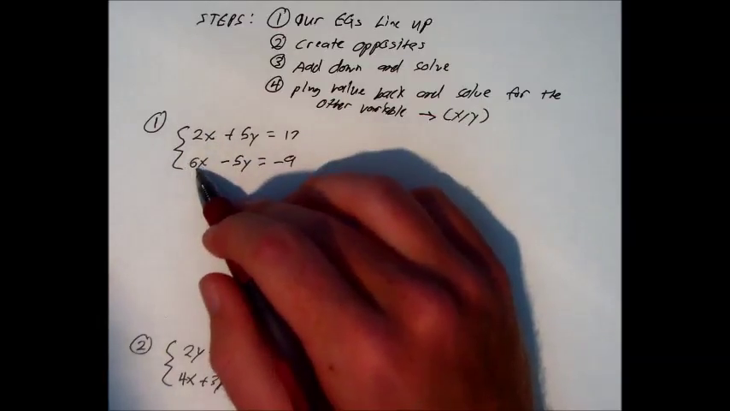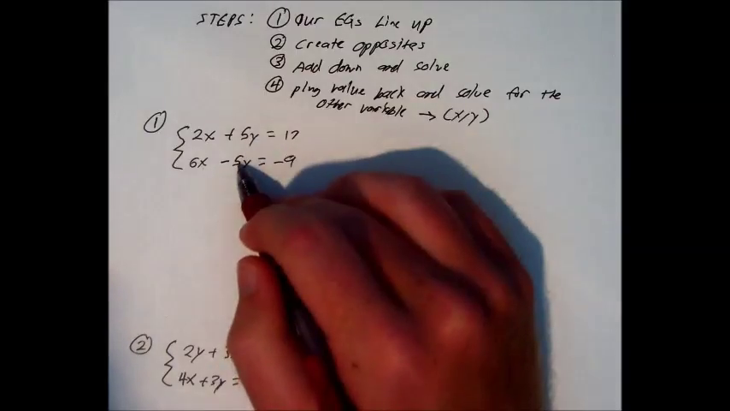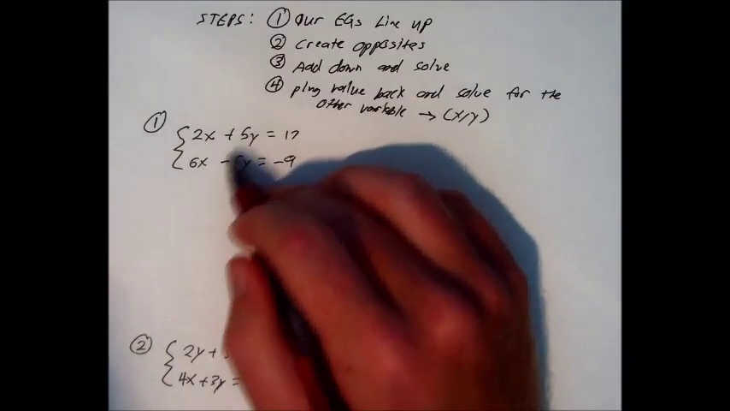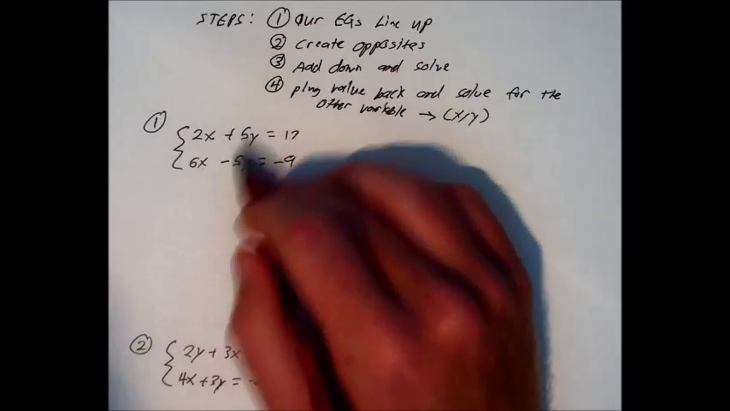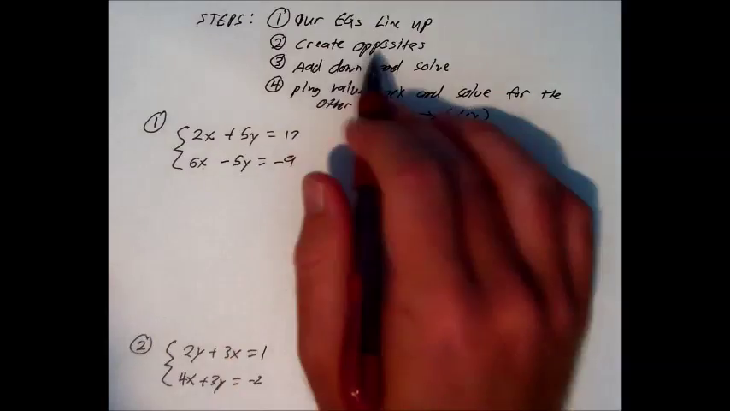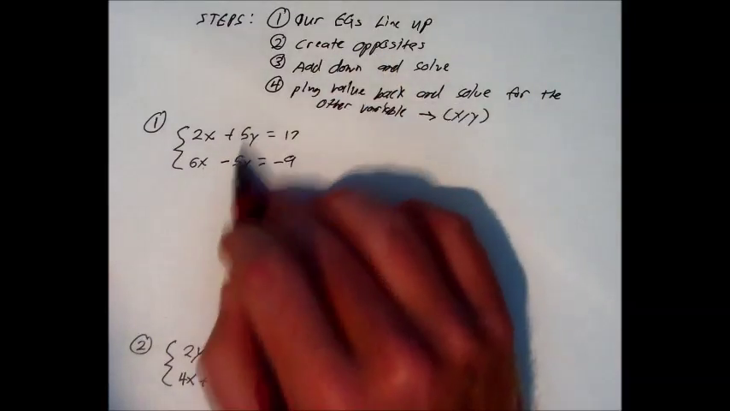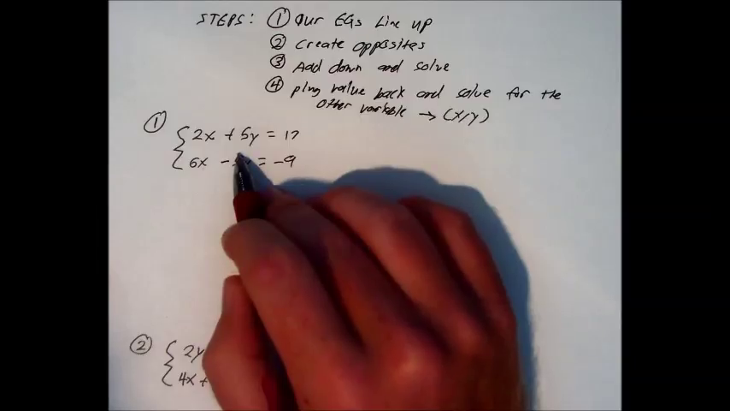But before we do that, let's check the y's. 5y and a negative 5y. Notice that a positive 5y minus 5y, that's going to cancel. It's going to give me 0y. So it looks like the y's do cancel. So for my step 2, I don't actually have to create opposites because they already have existing opposites in the problem.